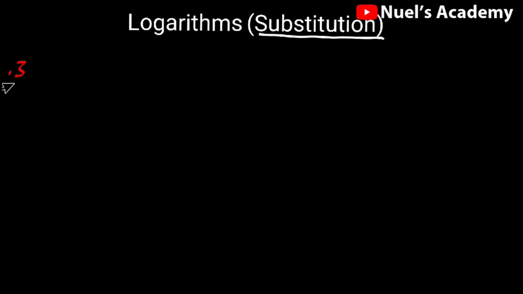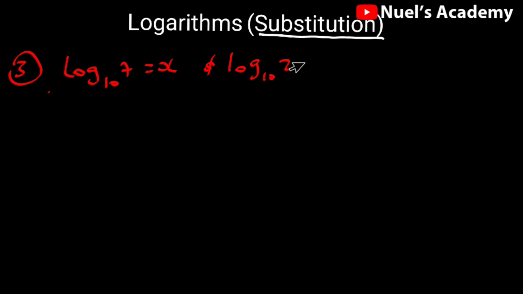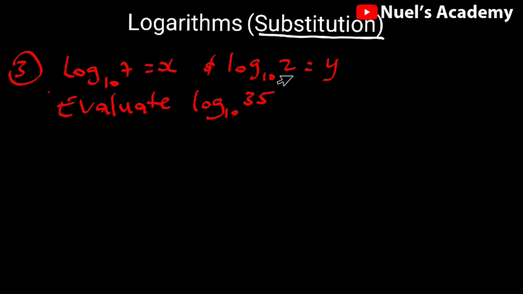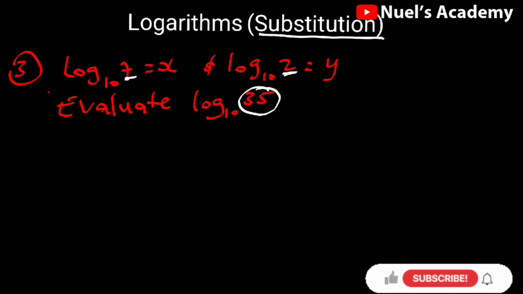So let's go to the third and last question. Question number 3 states that given log base 10 of 7 as x and log base 10 of 2 as y, evaluate log base 10 of 35. Now our aim is to get log 2 and log 7 out of this 35. So any other number you're going to get there cannot work as far as this question is concerned.